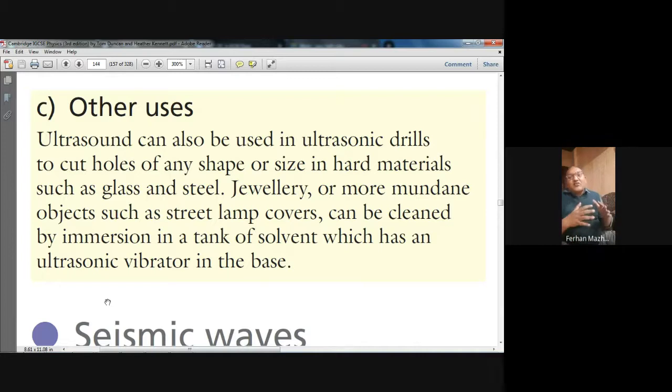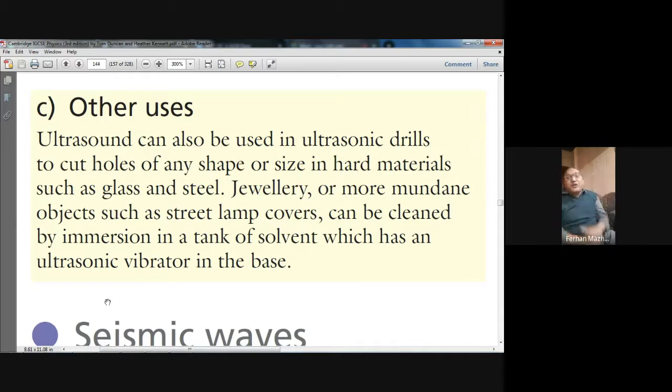And when the ultrasounds are produced in that solution, the cleaning of the jewelry can be done. The dust particles will dislodge from the jewelry. So you see, the ultrasounds can be used to clean different objects. For example, the ultrasounds can be used to clean the jewelry.